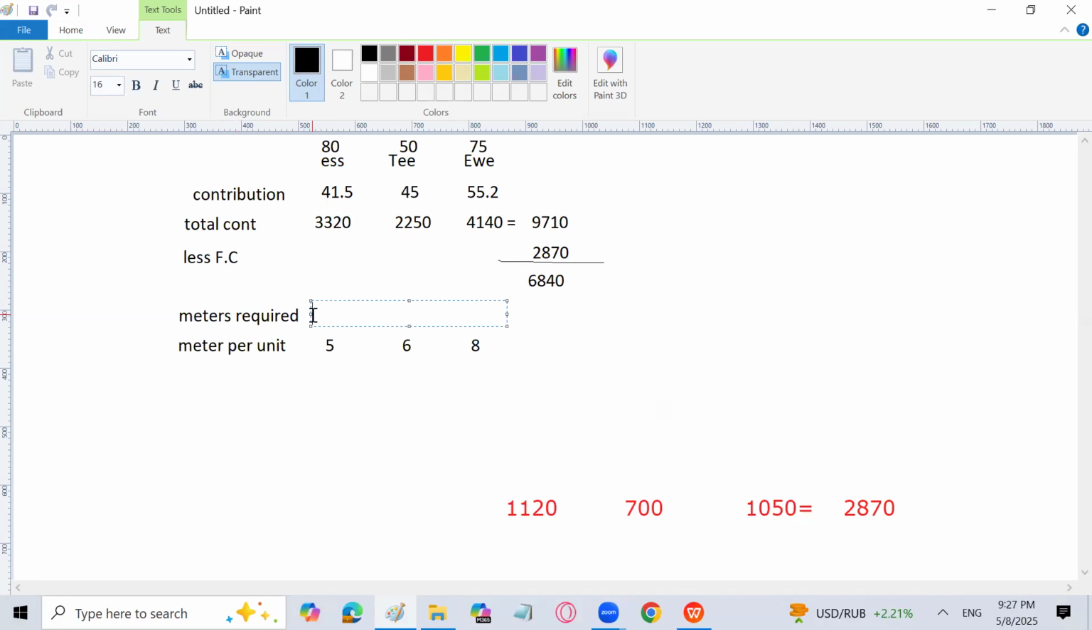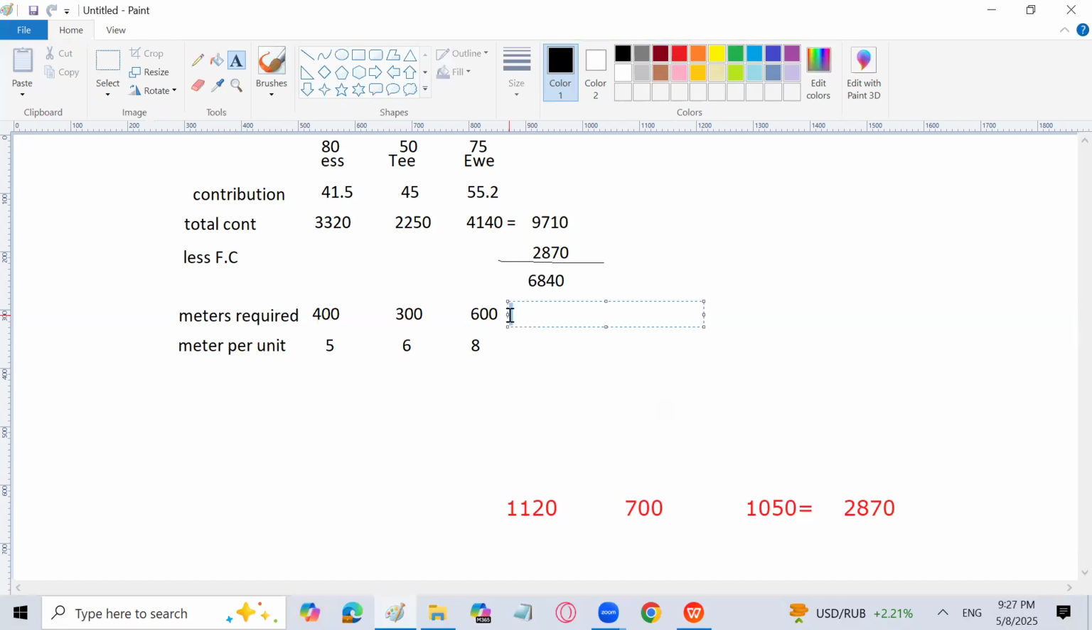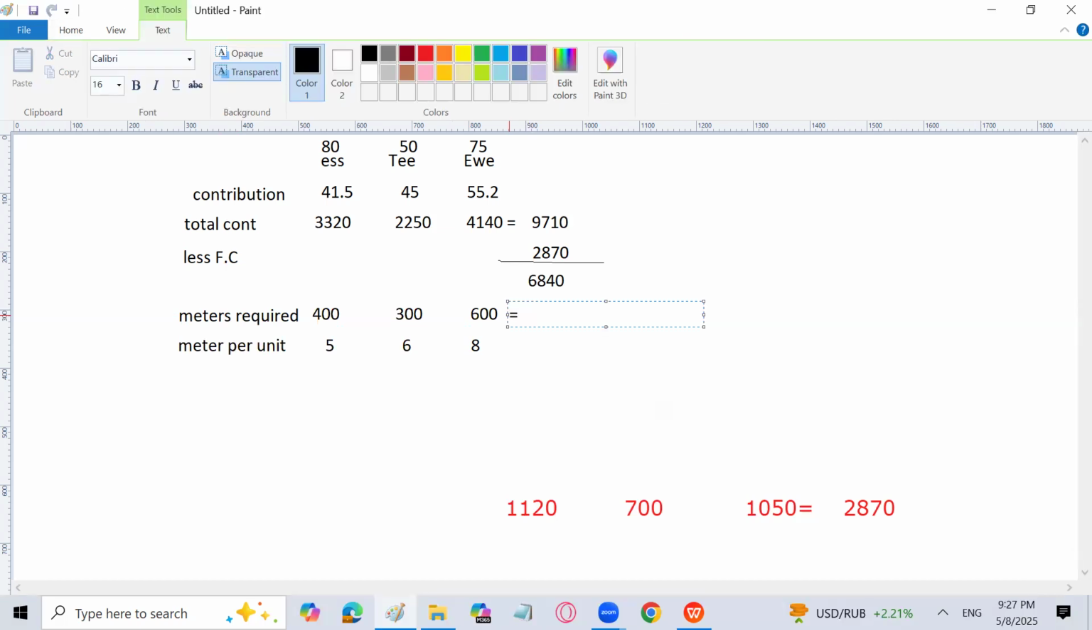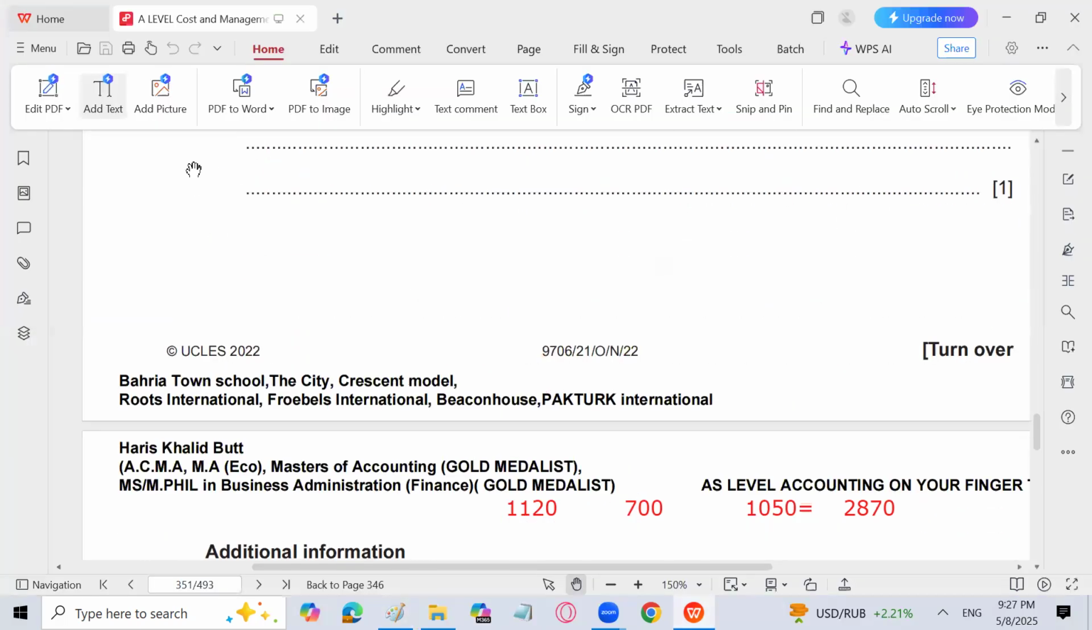For S, 80 into 5, we need 400 meters. For T, we need 300 meters, 50 into 6. And for E, we need 75 into 8. How much? 600 meters. So the total meters required in order to produce these units is going to be 1300. Now let's see how many meters are available.